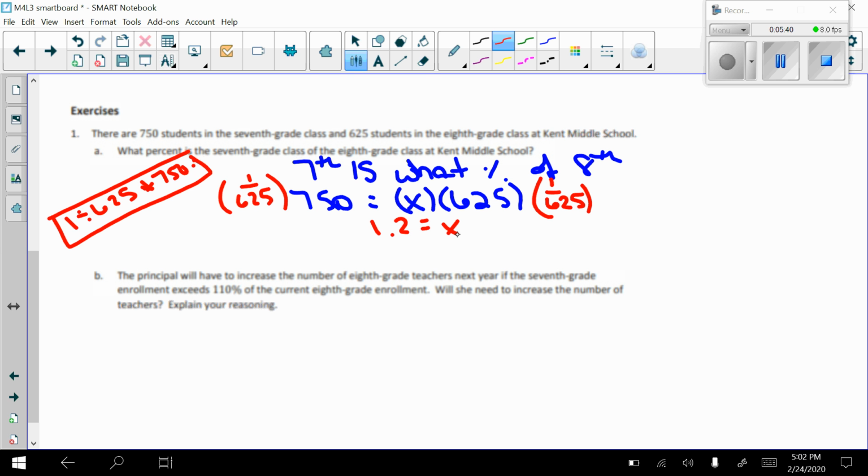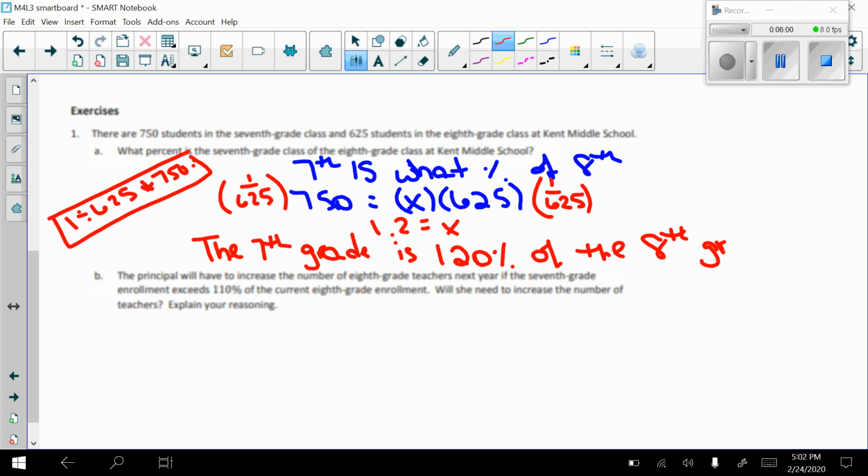What does 1.2 mean in this story? The 7th grade is 120% of the 8th grade. Now let's think about if that answer makes sense. 7th grade, 120%, more than 100%, which means it needs to be more than what I started with. Is the 7th grade or the 8th grade larger? In this problem, the 7th grade is larger, which makes sense to have a percent that is greater than 100.